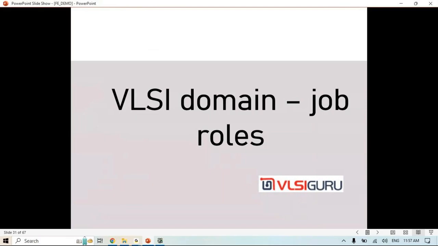Fine. Let's talk about the VLSI domain. What are the job roles? Before we get into that, let's go back to the analogy. What was the analogy for the VLSI design flow?